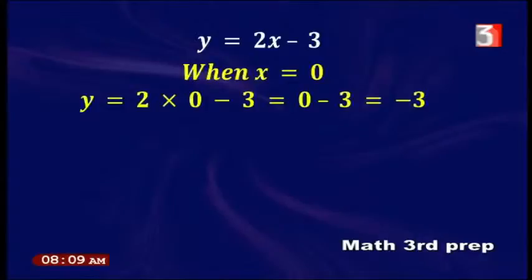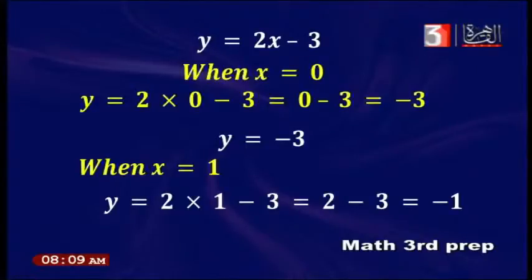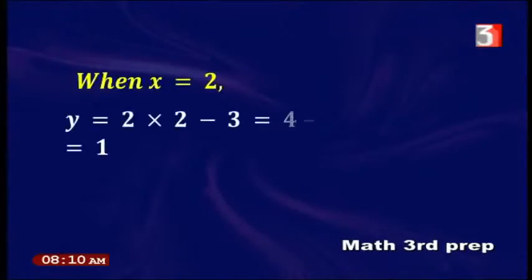What about the value of y when x equals 1? Yes, when x equals 1, y equals 2 times 1 minus 3, to obtain a result as 2 minus 3, which gives negative 1. So the value of y will be negative 1. Then finally, when x equals 2, try to find the value of y. So y equals 2 times 2 minus 3 equals 4 minus 3, to obtain a result as 1. And in this case, we can say that y equals 1.